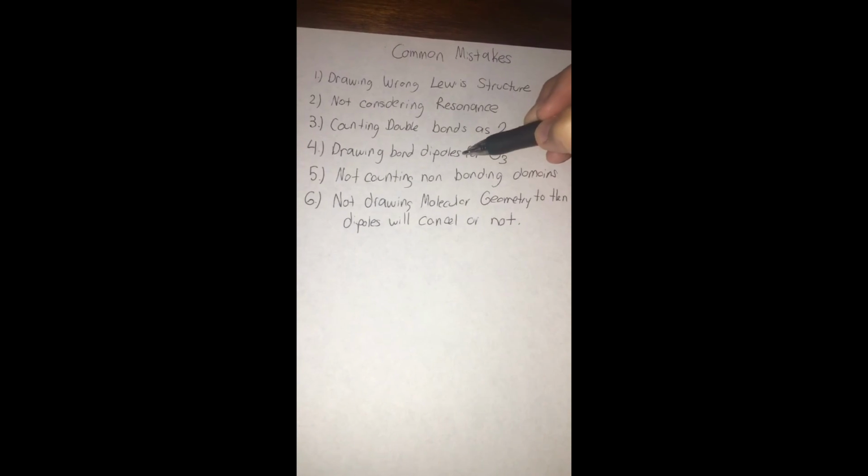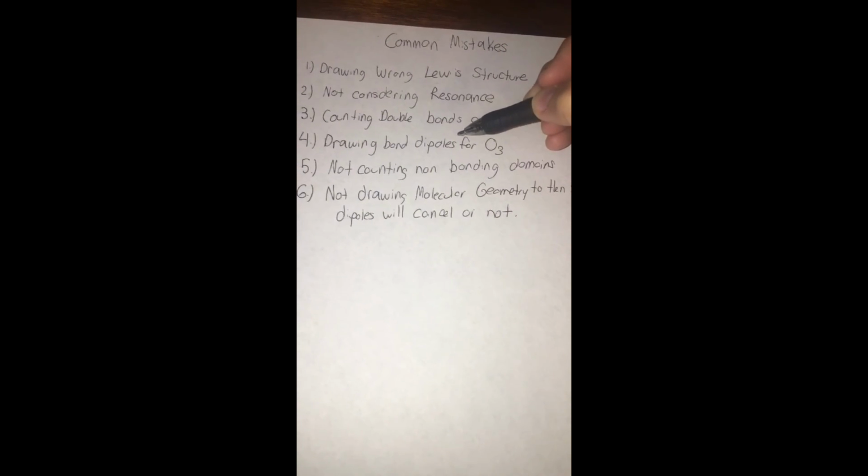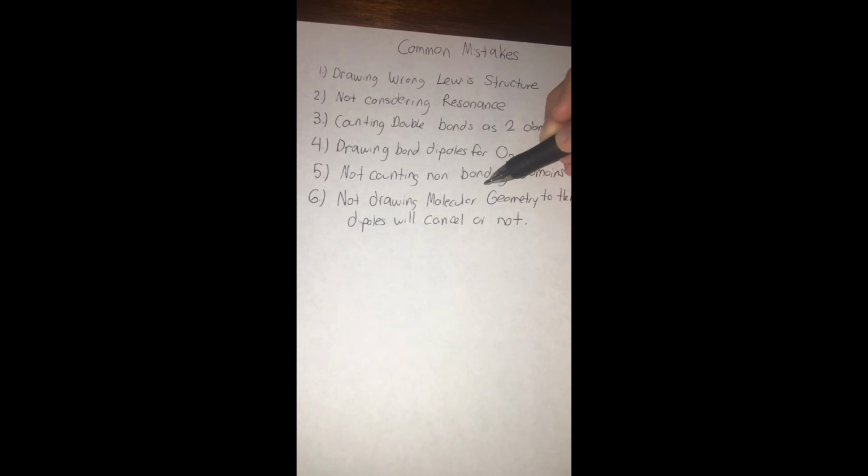Because ozone uses all the same atoms and they all have the same electronegativity, there are no bond dipoles, so none should be drawn. It's a possible mistake to not count the non-bonding domains and only count the bonds. And lastly, not drawing molecular geometry to see if the dipoles will cancel or not, because you can't do that just based off the Lewis structure.